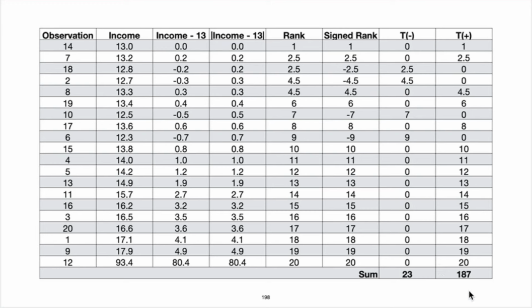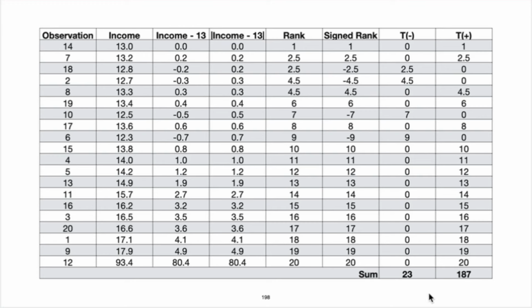Now notice that the sum of those values, 23 plus 187, is 210, which is in fact n times n plus 1 over 2, 20 times 21 over 2. Now, the way that I've calculated this, I don't need to use the relationship that I showed you to calculate one after I've gotten the other. It's just as easy to calculate it this way using the spreadsheet, but we can use that relationship just to check our work and make sure we've got the spreadsheet constructed correctly. If I wanted to, I could resort the spreadsheet based on observation number, but there's absolutely no reason to do that. Once we have these values, that's all we need from the data set.